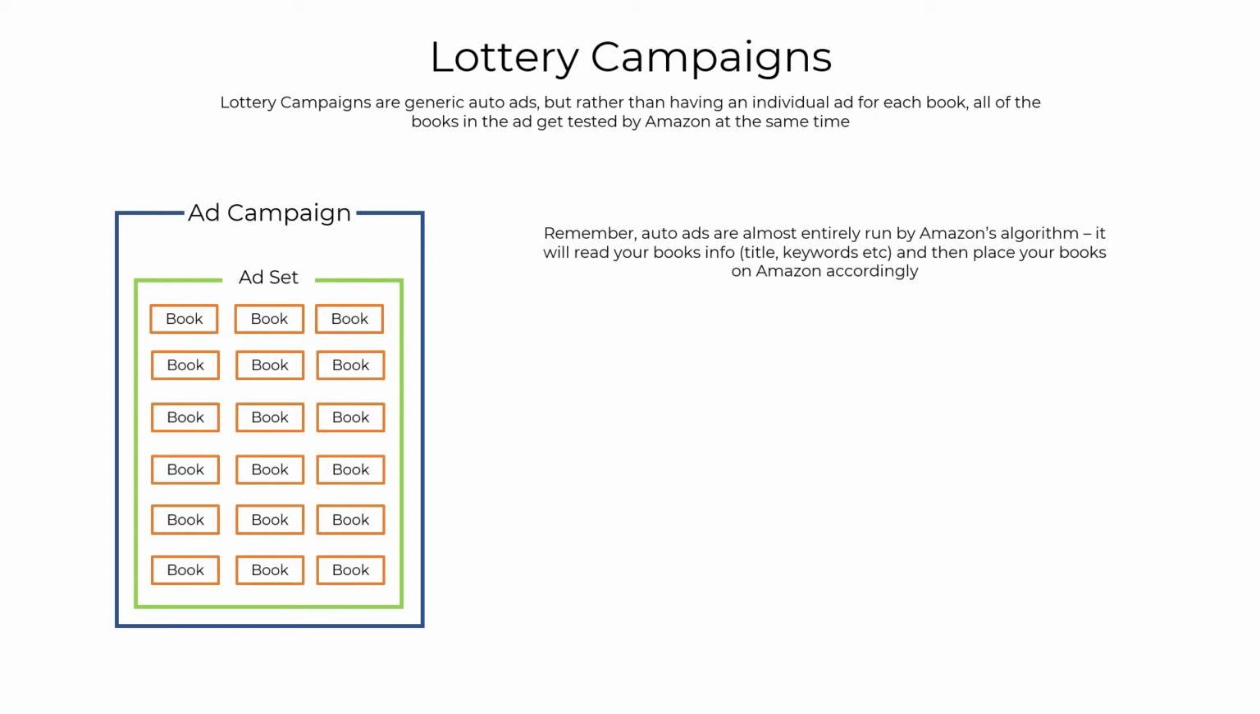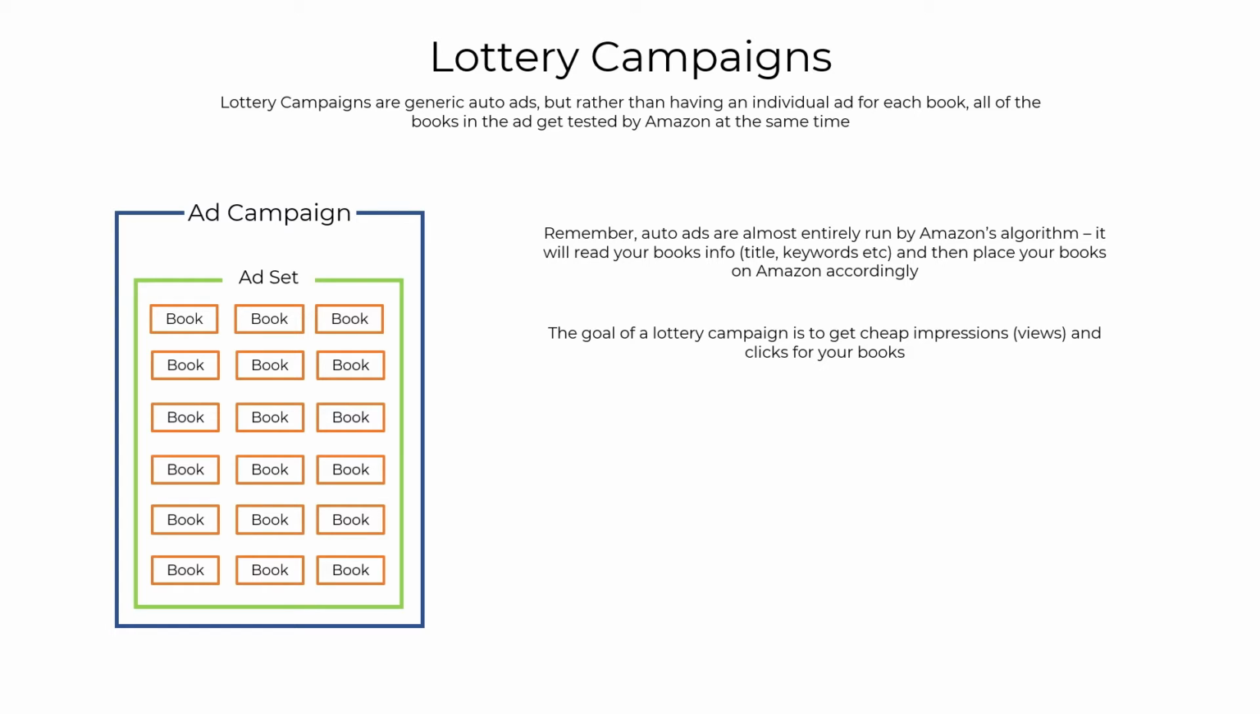So you have to remember that auto ads are almost entirely run by Amazon's algorithm. So this is literally just one ad you have to set up. You don't have to do any more ads apart from this one. And Amazon will essentially just run it themselves using their entire algorithm. So this is why it's a really hands-off and a good place to start if you are a beginner to ads. And the goal of a lottery campaign is to get as many cheap impressions and clicks for your books as you possibly can. For those of you who don't know what impressions are, they're just essentially views of your ad.